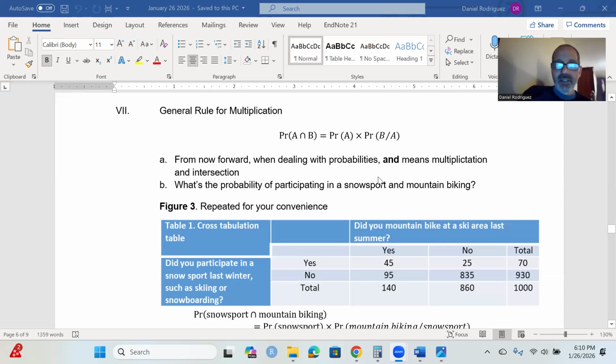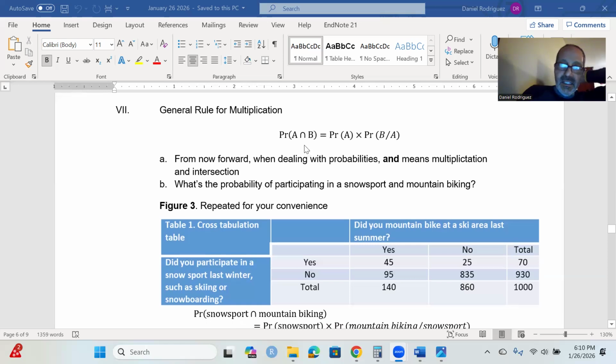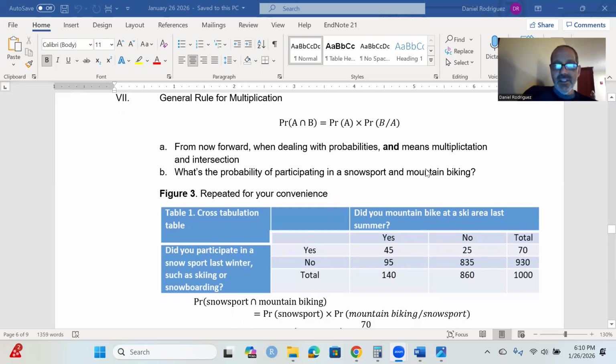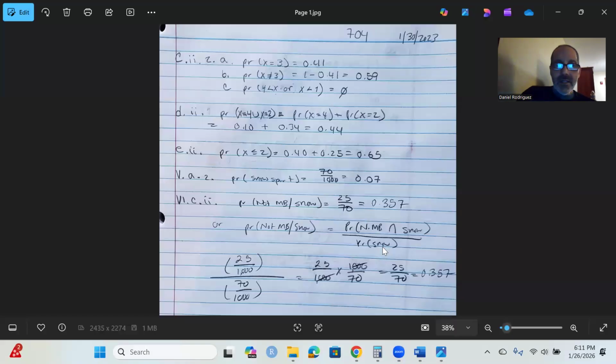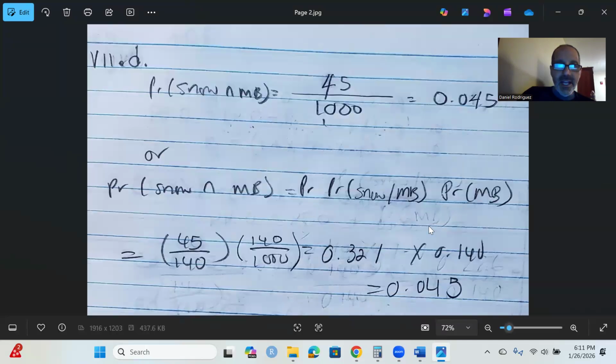And and intersection are synonymous, and intersection and multiplication are synonymous. So you can always think about multiplication being associated with and, addition with or. What's the probability of participating in a snow sport and mountain biking? Well, actually, I probably did that here. Let's find where I have that. Snow sport and mountain biking. Well, I can just go directly to the table and do this, to be honest.